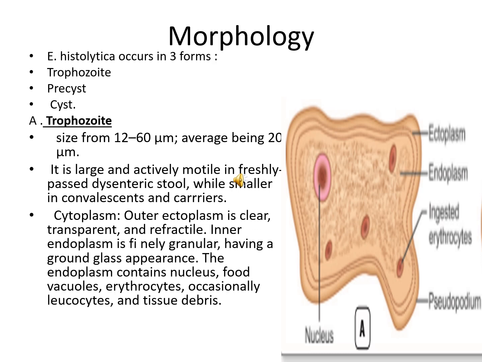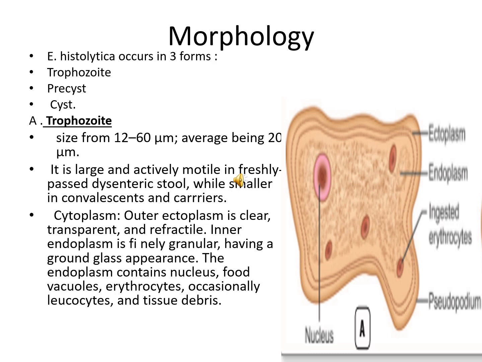This is the morphology, and it has an ectoplasm, endoplasm, a single nucleus, ingested erythrocytes, and a pseudopodium, which is used for motility. That is, using this pseudopodium only, they move in the alimentary canal. It is larger in case of actively dysenteric patients, and smaller in case of convalescent and carrier patients.